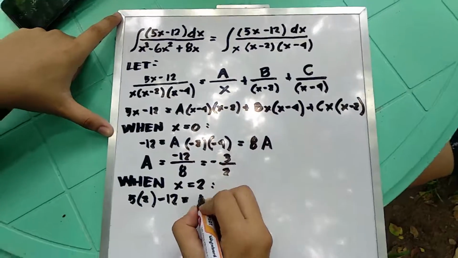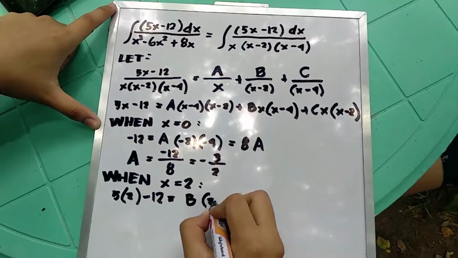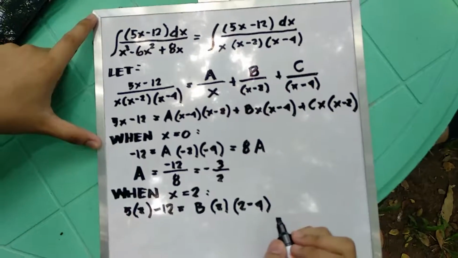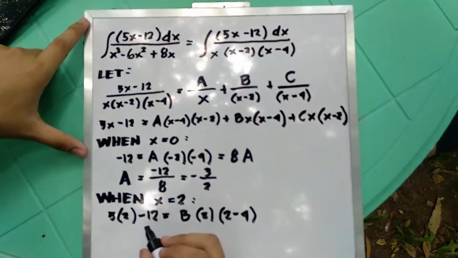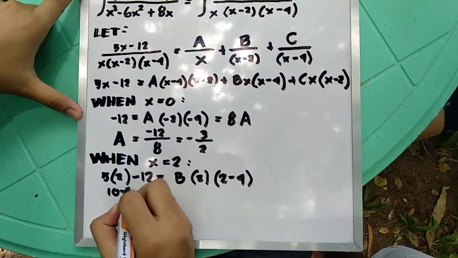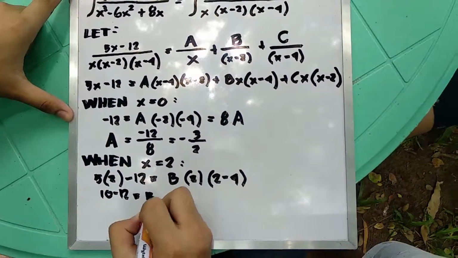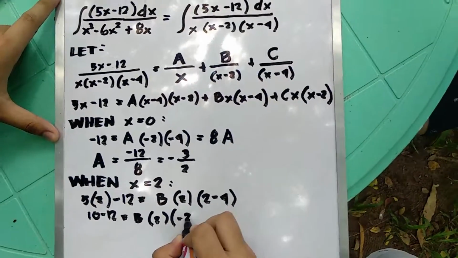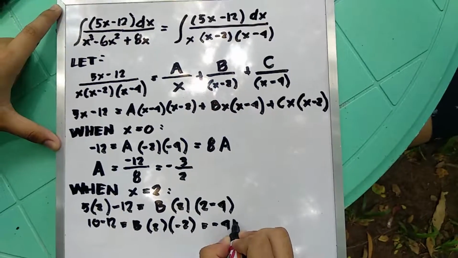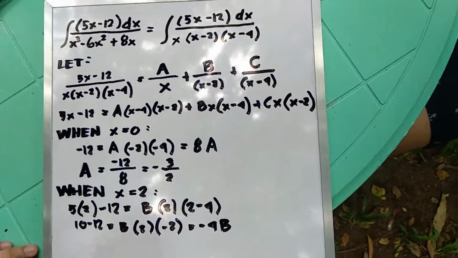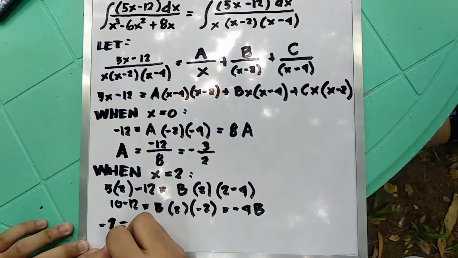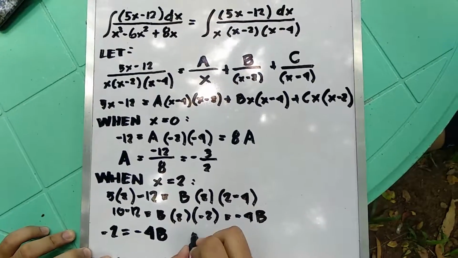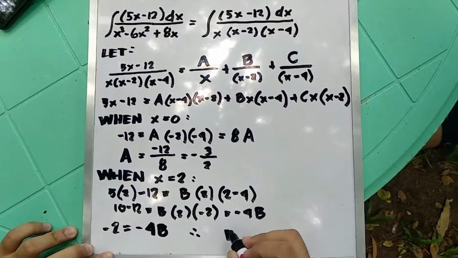When x is equal to 2, then 5 times 2 minus 12 equals b times 2 times 2 minus 4. Then it will become 10 minus 12 equals b times 2 times negative 2 equals negative 4b. Then it will become negative 2 equals negative 4b. Therefore, b is equal to 1/2, or 1 over 2.